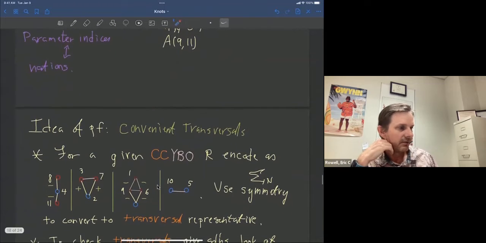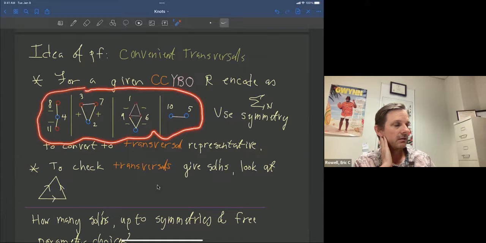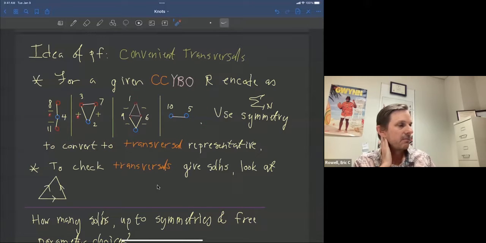Let me give an idea of the proof. It really comes down to finding convenient transversals. For a given charge-conserving solution to the Yang-Baxter equation, you can first encode it in this way, where you might have pluses and minuses in different places. The labels can be completely out of order, but then you use the symmetric group symmetry to reorder the basis. You can do this in such a way to force it to have the form I showed before, where this is 1, 2, 3, etc. So you can convert any solution to a transversal representative.